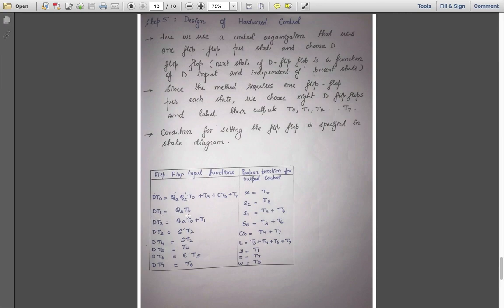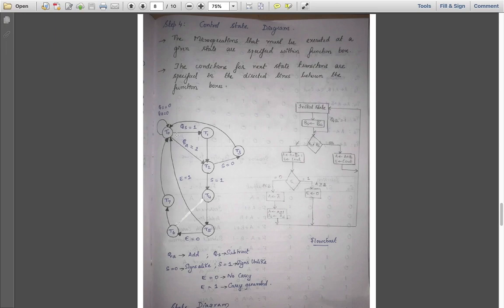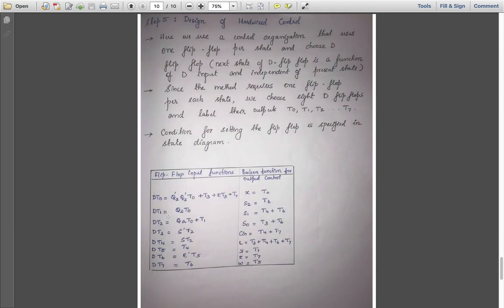In DT1, how do you come to DT1? From T0 you can come to T1 only if the QS flag is set. See, from T0 to T1 you can come only if QS is set. So that is the only possibility to reach that state.